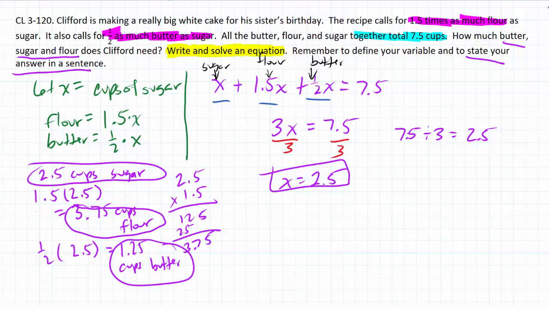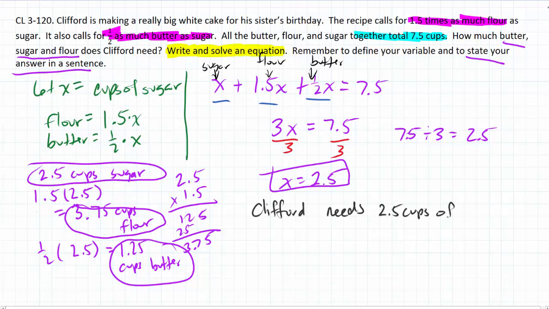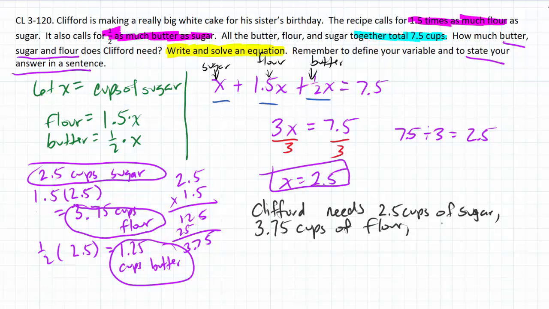Okay, so let's write the sentence. Clifford needs 2.5 cups of sugar, 3 and 3/4 or 3 and 75/100 cups of flour, and 1 and 1/4 or 1 and 25/100 cups of butter.